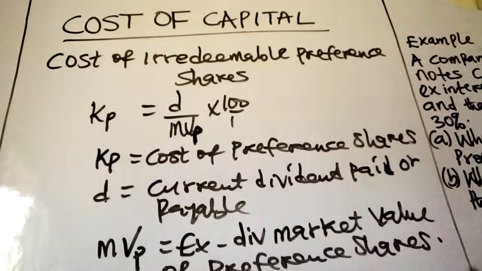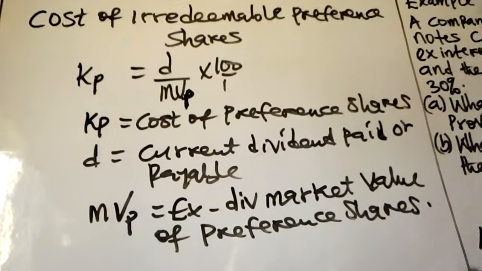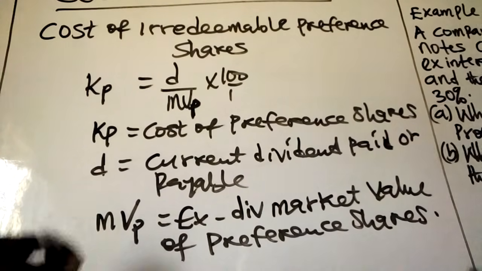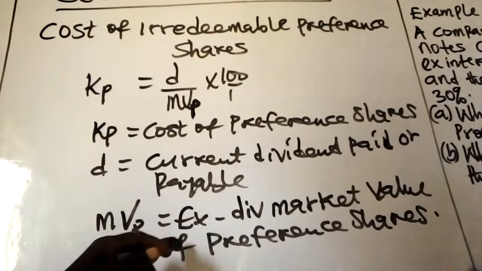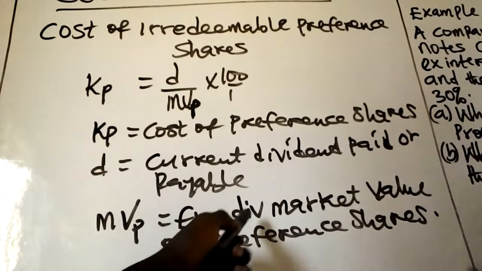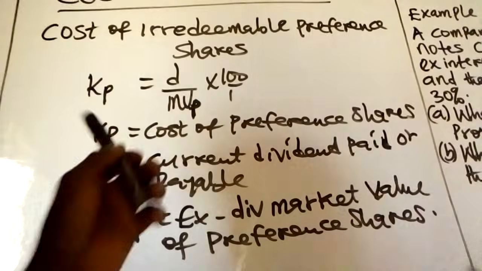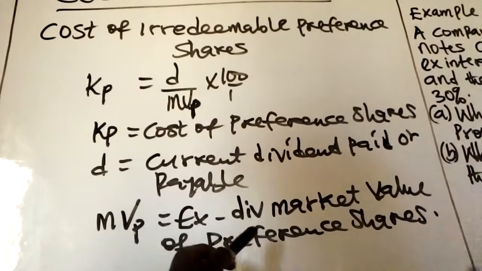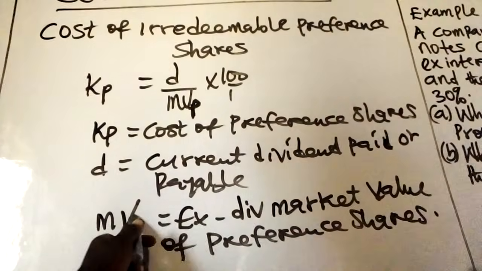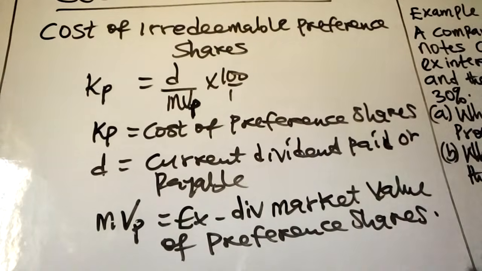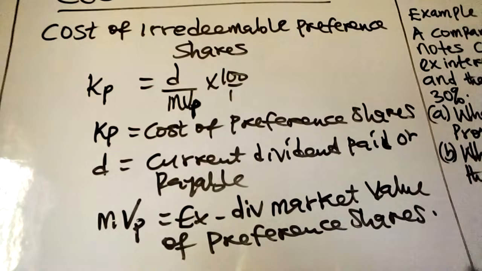I've told you that where there are outstanding dividends, that means the given market value will be cum div. Cum div means there are certain dividends that have not been paid, that is, outstanding dividend is included in the market price. So to calculate the ex-div market price, you deduct the outstanding dividend from the market price.